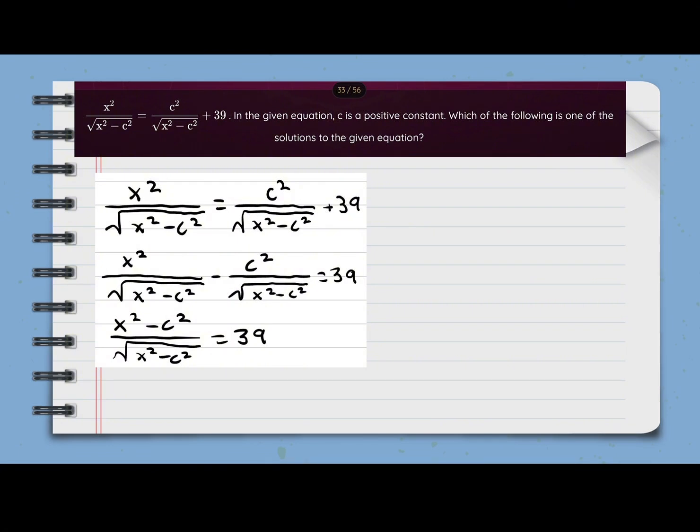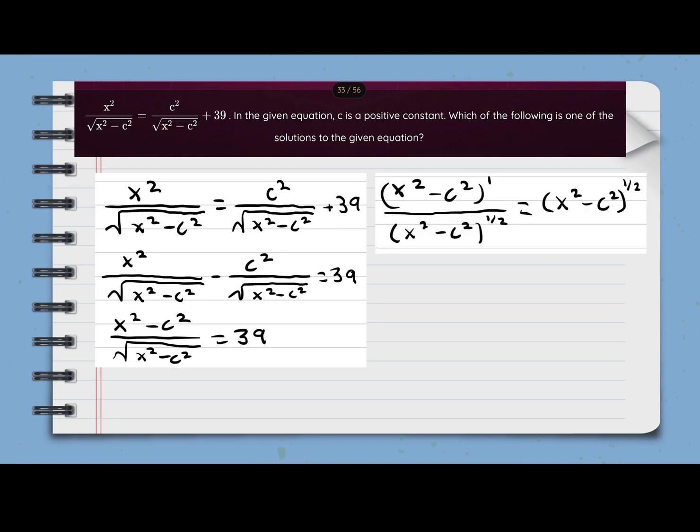And this is where it gets a little tricky for some people. Keep in mind exponent rules. So we have the same thing, x squared minus c squared on the numerator and denominator. The only difference is the denominator has the square root. And when you do that exponent rule, you can just subtract when you divide, meaning you have that 1 on the exponent for the numerator minus the exponent for the denominator.